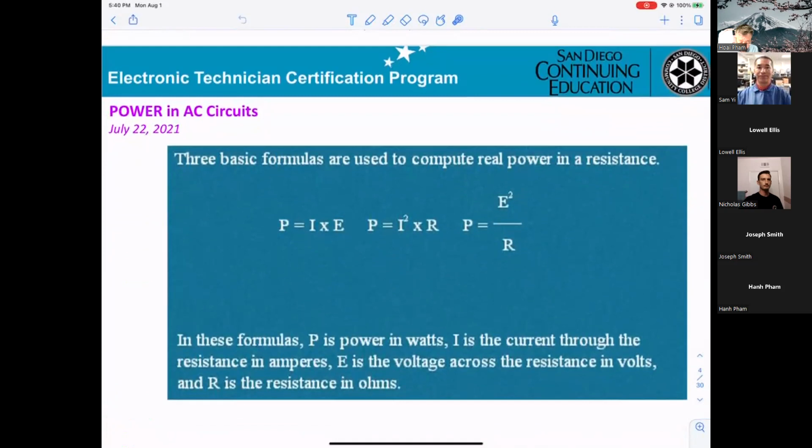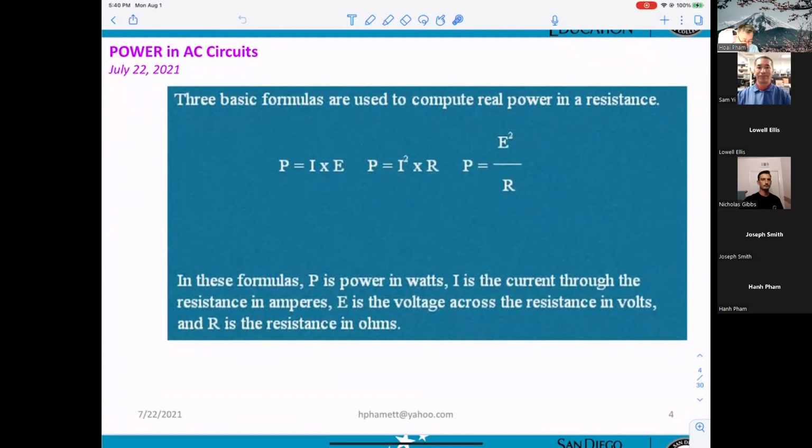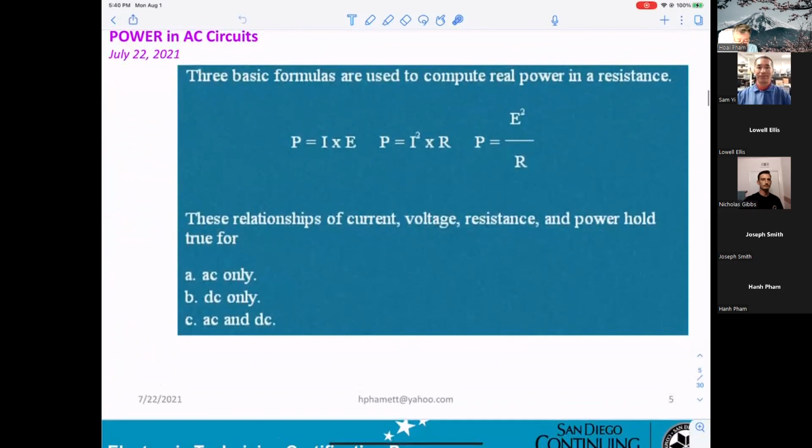This is a formula you already know, okay? I times E or I times V, I square times R, or E square over R, or V square over R. Three basic formulas are used to compute real power in a resistor. This relationship of current, voltage, resistance and power is true for A or B or C.